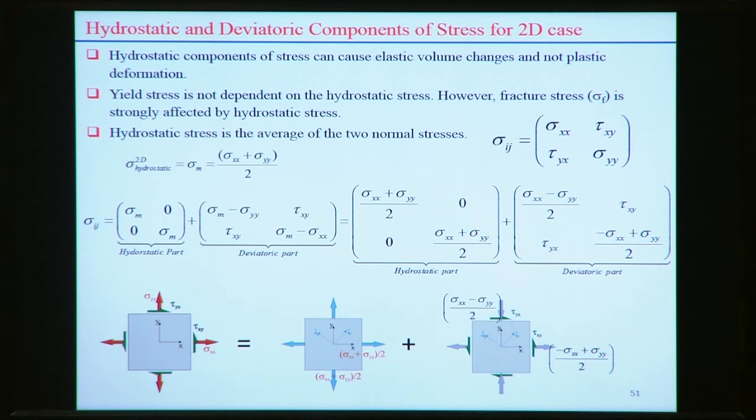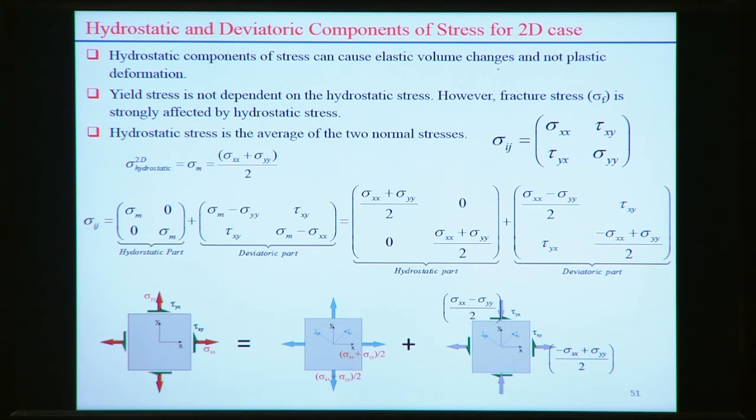Now, as we already mentioned, a stress state can be decomposed into two components. One is the hydrostatic component, another is the deviatoric component. The hydrostatic component of the stress causes volume changes and not plastic deformation. So the hydrostatic component changes the volume without change of shape, and may not be involved in plastic deformation. The yield stress is not dependent on this hydrostatic component, but the fracture stress is strongly affected by the hydrostatic state of the stress.